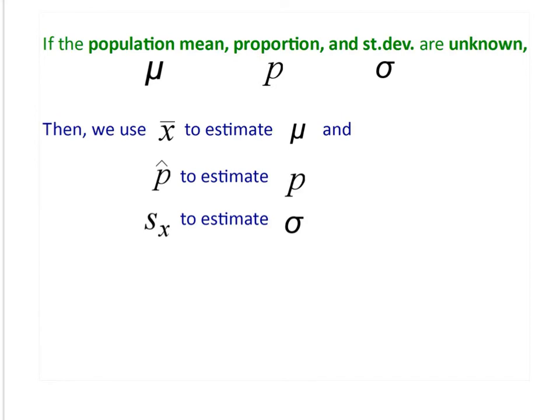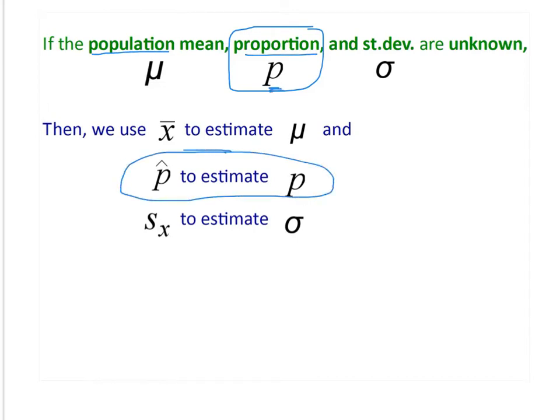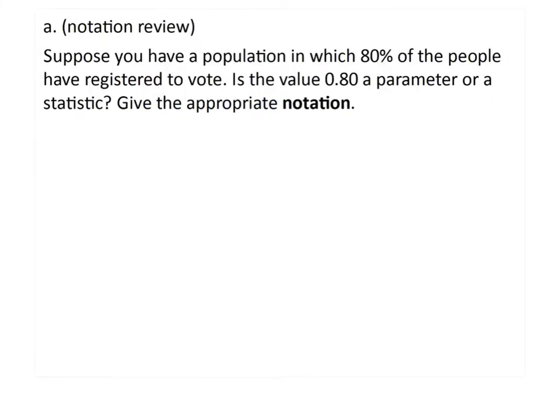So let's review this slide. We've seen this before, but we're going to focus on if the population proportion is P. So population proportion is P. I use P hat to estimate P, and P hat is the sample proportion. So I use the sample proportion to estimate the population proportion, and this is going to be the theme of today. So just a quick notation review.